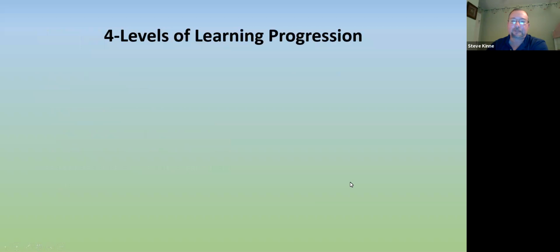As an introduction, I just wanted to go over what I call the four levels of learning progression. This is really just mine. It's nothing written about this, but as a master naturalist in training, and I'll always be in training, this is kind of how I learn. The first level is a what-is-it level. That's when we're trying to figure out what it is, whether it's a plant or an animal. You need to know what it is before you can get much further into it.